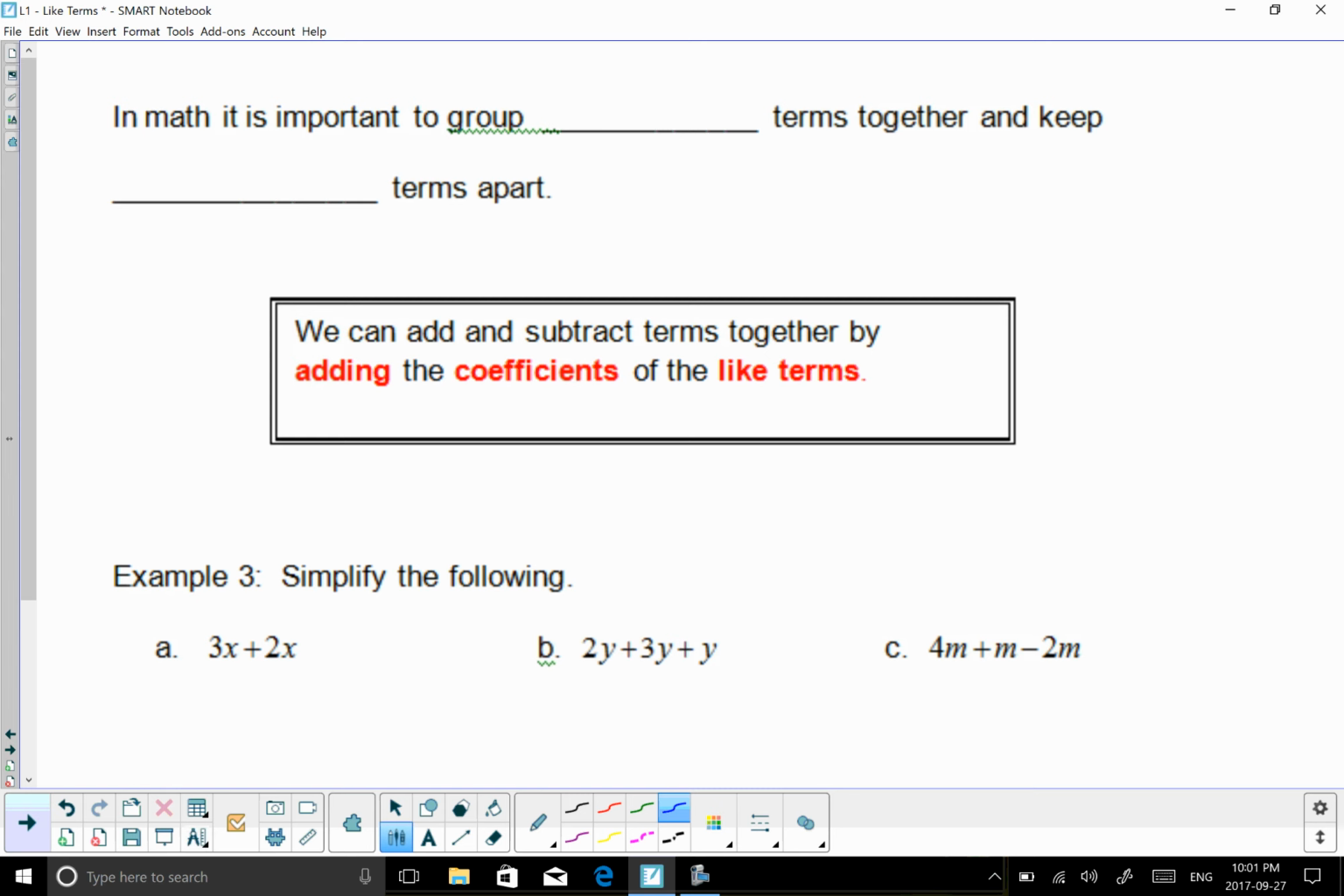Okay, in math it is important to group like terms together and keep unlike terms apart. So we're going to keep like terms together and keep unlike terms apart. The reason why we do this, why do we want to put the like terms together? So we can add and subtract terms by adding the coefficients. So remember, the coefficient is the number in front of the variable or just the number by itself.